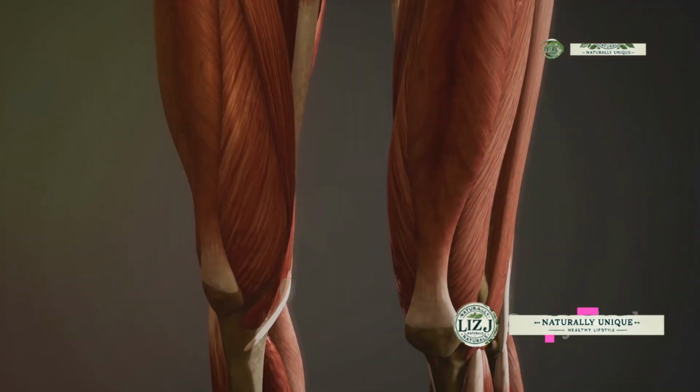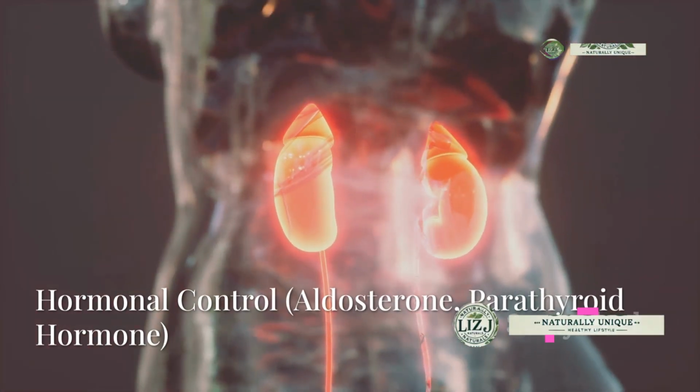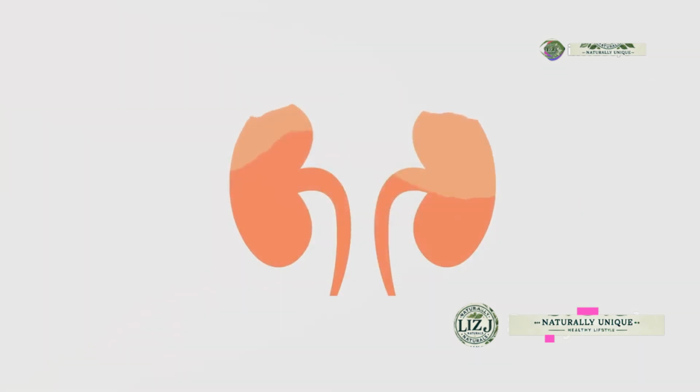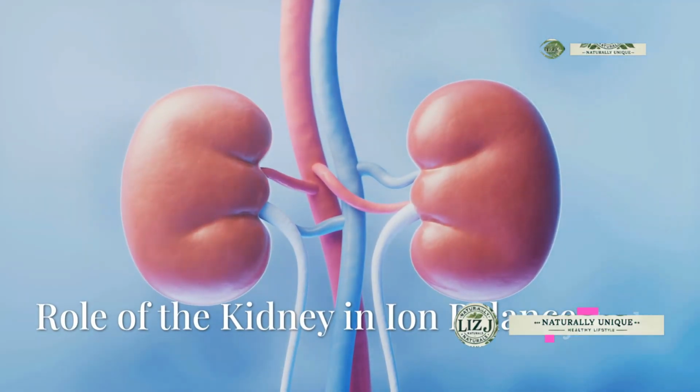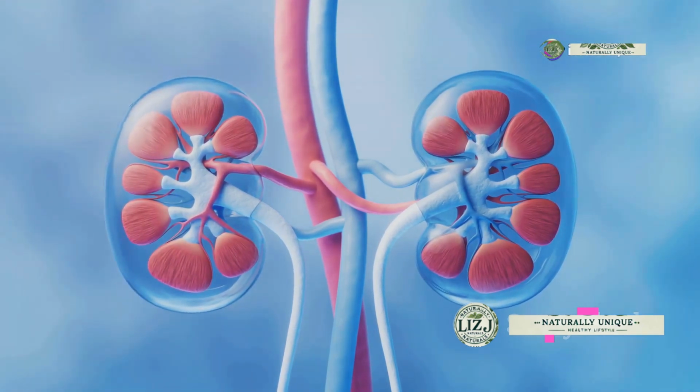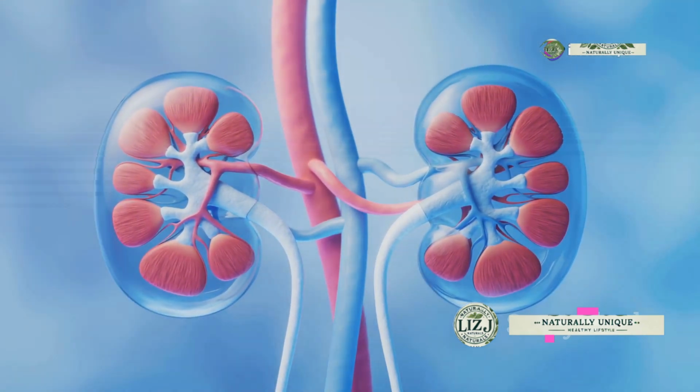Regulation of ion homeostasis in muscles. Hormonal control, including aldosterone and parathyroid hormone. Aldosterone regulates sodium and potassium balance. Parathyroid hormone controls calcium levels. Role of the kidney in ion balance: it filters and reabsorbs essential ions to maintain homeostasis.